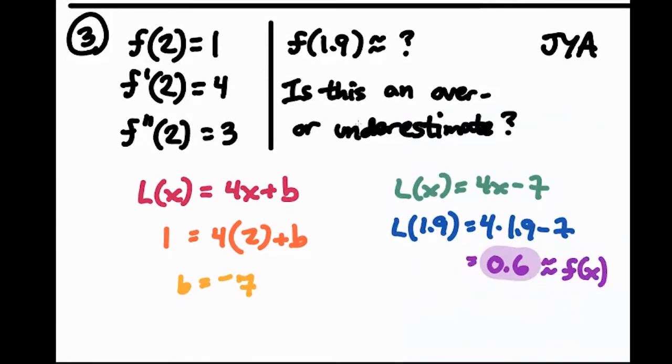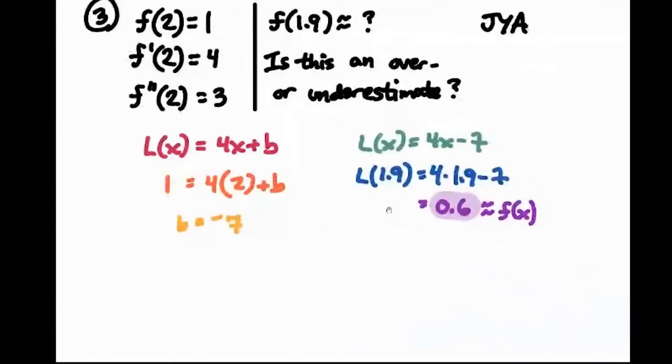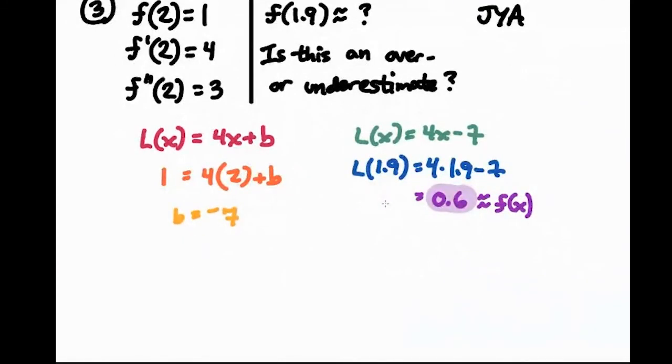Now it says, is it an overestimate or an underestimate? Well, I gave you a little bit of a clue earlier when I was talking about it. If you're really paying attention, you might have gotten the clue. But I said, when in doubt, graph it out. So it says f of 2 is 1, let's just say this is 2 here, and this is 1, right here.